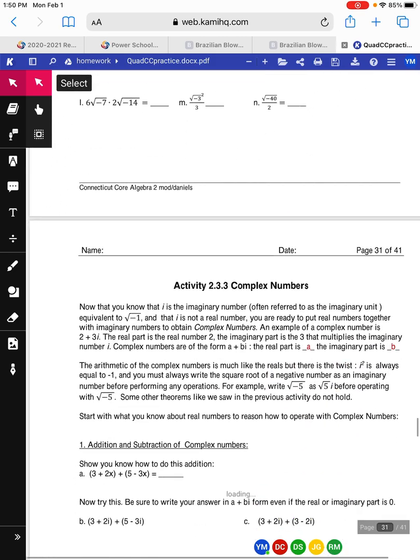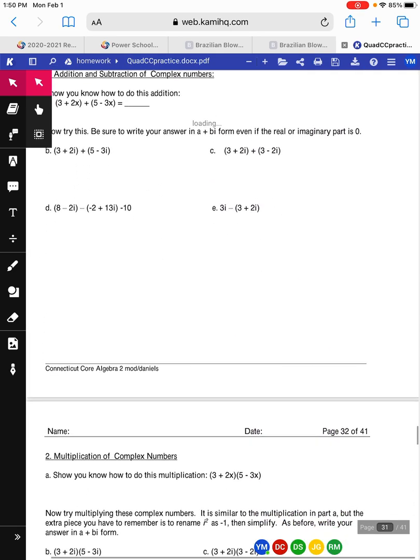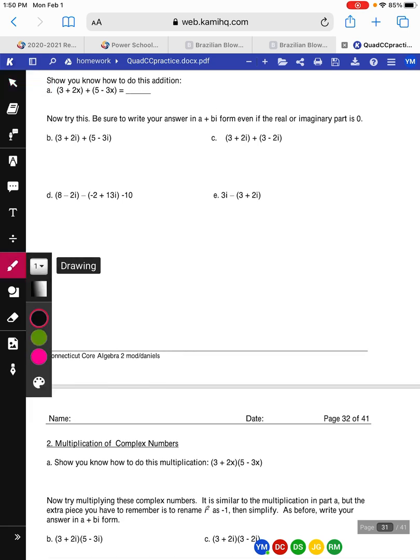Then if I scroll down, these were multiplying using the i though, right? So first this was adding. So 3 and 5 are both constants, so you just add them together. Negative i minus negative 3i, right? 2 minus 3 is negative 1, and then you keep the i. Okay? C, 3 plus 3 is 6. Negative 2 and positive 2 will cancel each other out.